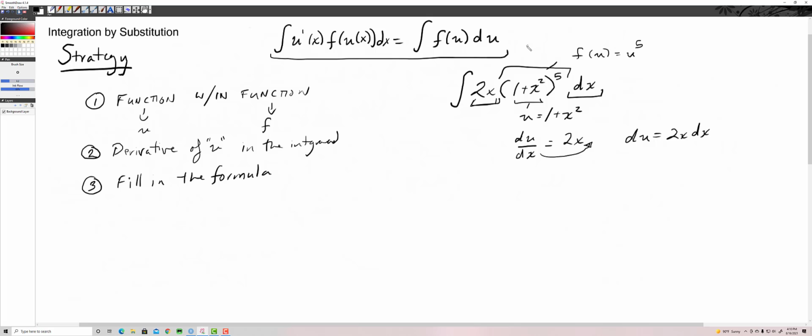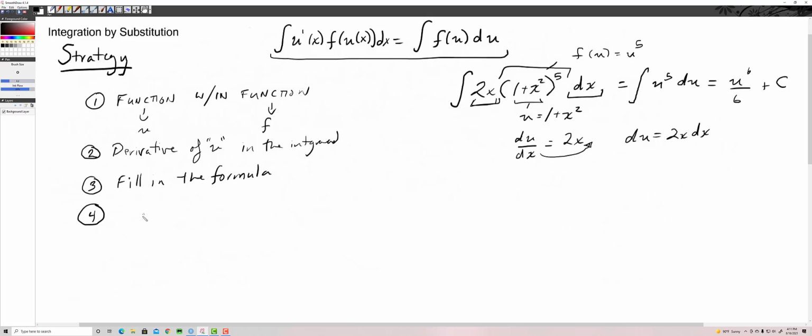Let's go ahead and do that on the other side here. I know my u, I know my du, and I know my f of u, so here we go. The integral of f of u, u to the fifth, with respect to u, is just going to be u to the sixth over 6. And I'm almost done. That's as simple as it gets, really, on some of these.